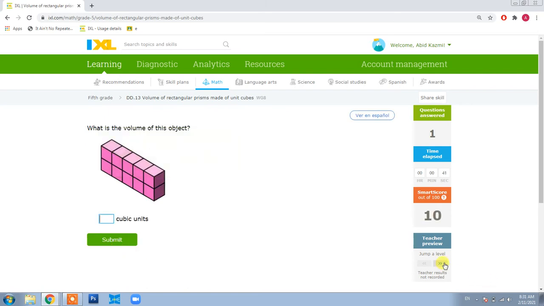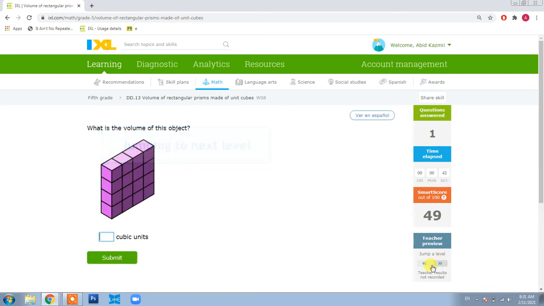Great. Let me jump to some more difficult question like this, for example. So what is the volume? Just quickly count and let me know. 1, 2, 3, 4, 4 in the first top row, 8 in the second, 12 with the third, and 16 in all, right? So there are 16 cubes in it, so the volume should be 16 cubic units.